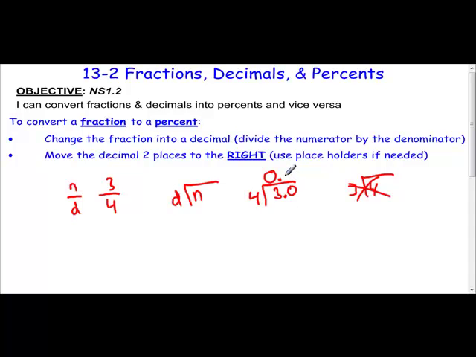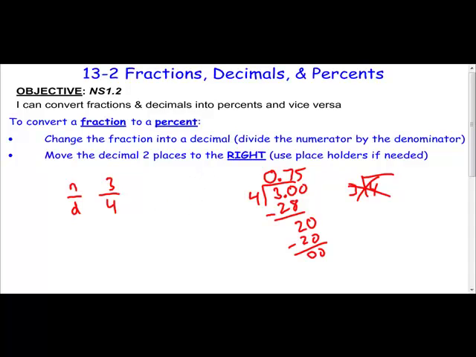So 4 goes into 30. 4 times 6 is 24. 4 times 7 is 28. So let's try 7. 7 times 4, 28. 30 minus 28 is 2. Well, we need another placeholder. Let's bring that down. So 4 goes into 20. 5 times 4 is 20. And so we are done. So 3 divided by 4 equals 0.75.